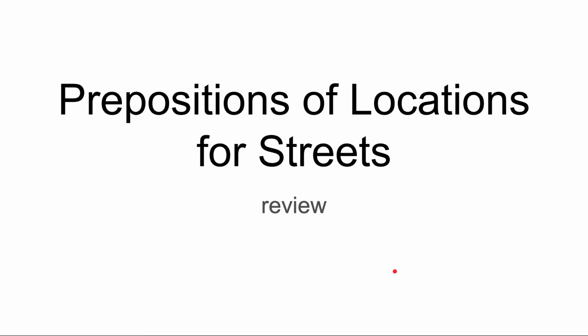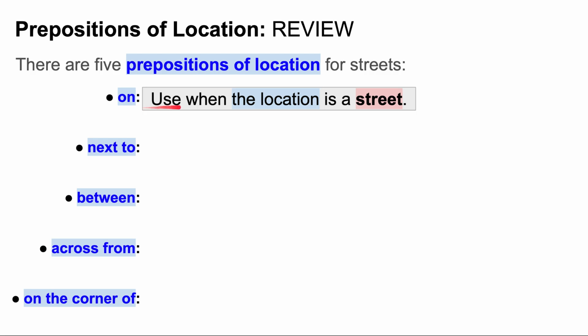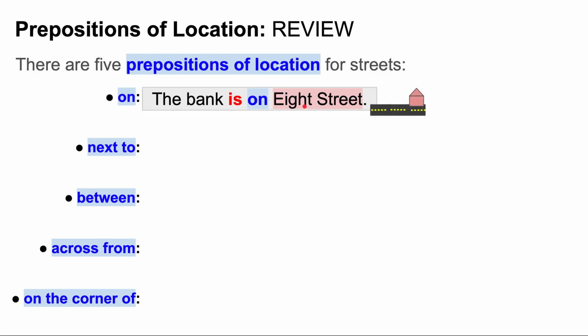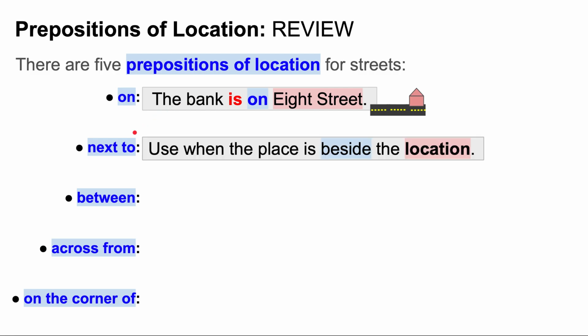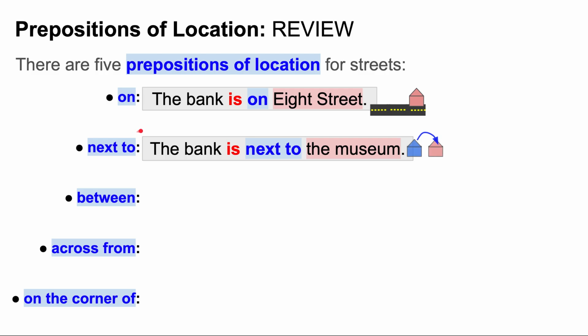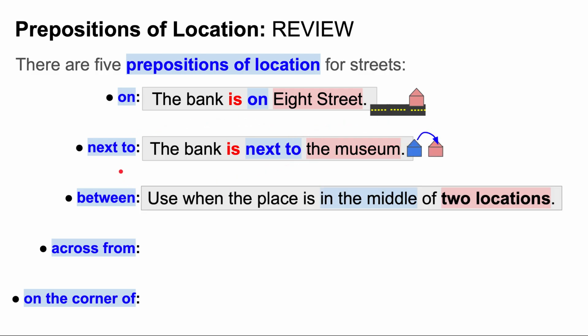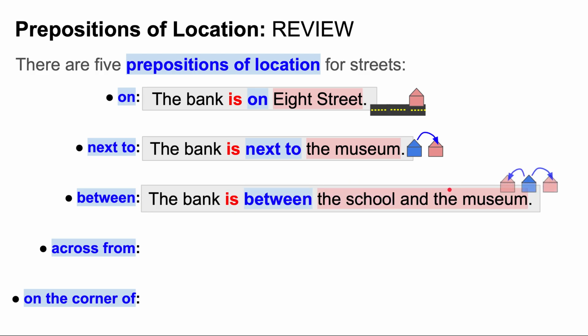Okay, let's do a quick review. Remember that we use on when the location is a street. For example, the bank is on 8th Street. We use next to when the place is beside the location. For example, the bank is next to the museum. We use between when the place is in the middle of two locations. For example, the bank is between the school and the museum.